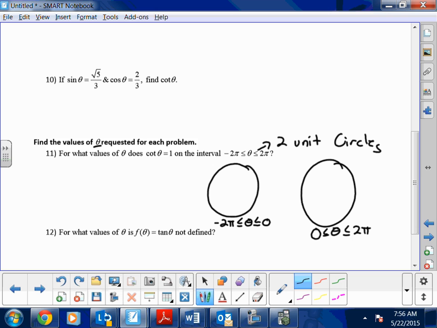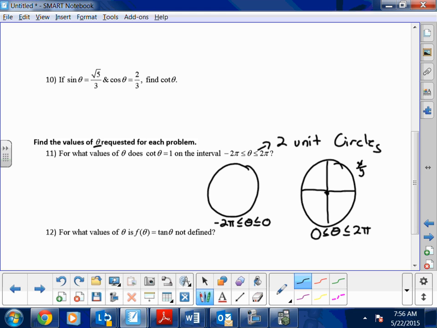Now, cotangent equal to 1, let's deal with this one first. You need to ask yourself which values, first of all, they need to be positive values. When you look at your unit circle, which of these values are going to be 1? It's similar because remember, in this case, cotangent is x divided by y, adjacent over opposite.